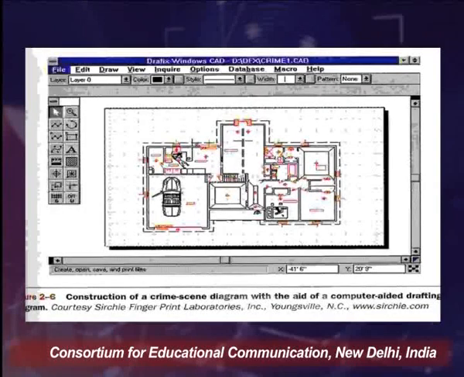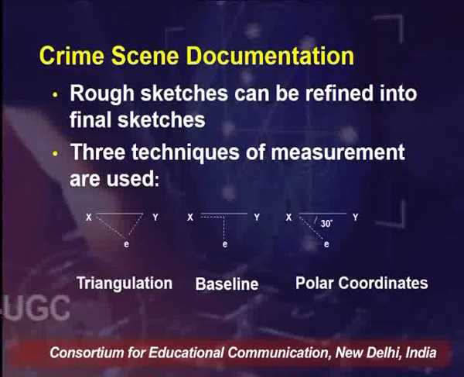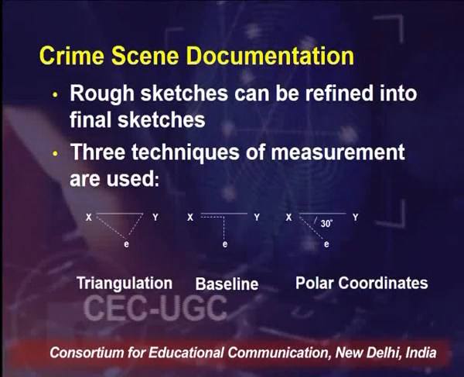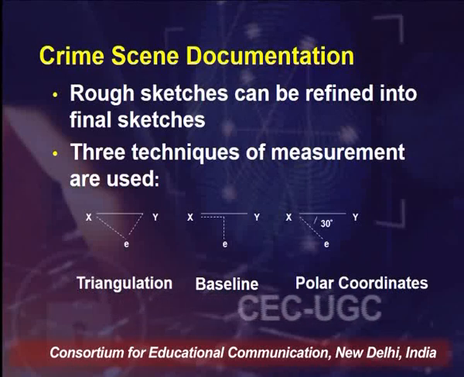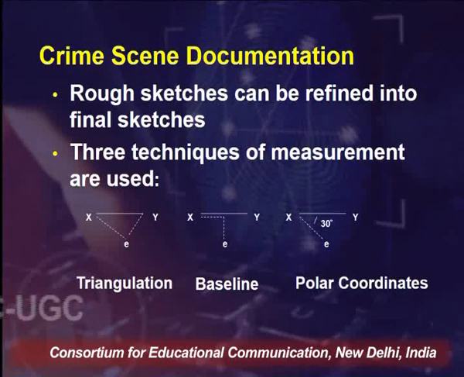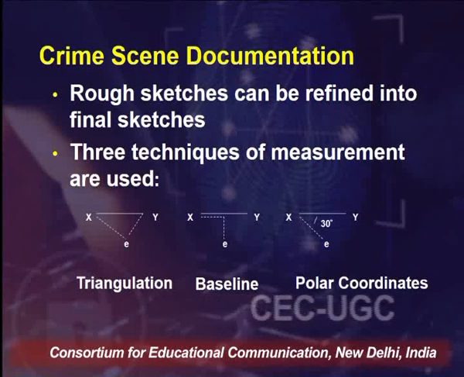Nowadays we also use various softwares like AutoCAD etc. to make a computerized sketch, which will give us the whole location and everything which is present at the crime scene. When we are talking about the making of the final sketch, it can be made by either the triangulation method, baseline method, or the polar coordinate method. Usually triangulation and baseline methods are used for an indoor crime scene, and the polar coordinate method is used for an outdoor crime scene.